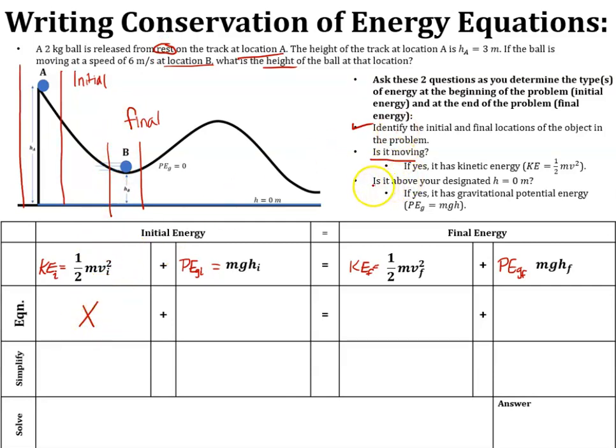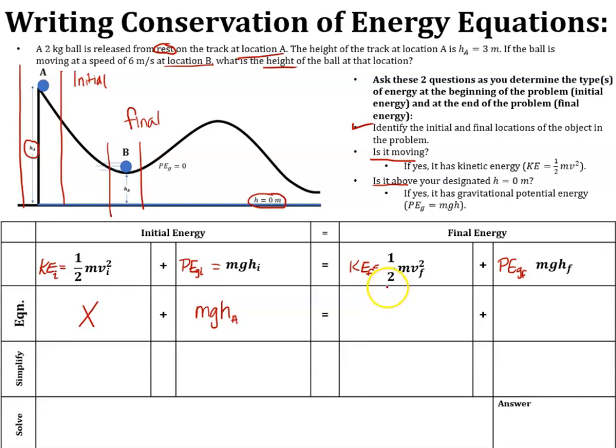The next question is: is it above our designated h equals 0? Well, here's our h equals 0, all the way at the ground. So A is definitely above h equals 0. That means in our equation, we would have mass times gravity times the initial height, and I can change this for the letter of my location. So this is the first half of our conservation of energy equation, just showing our initial energy.